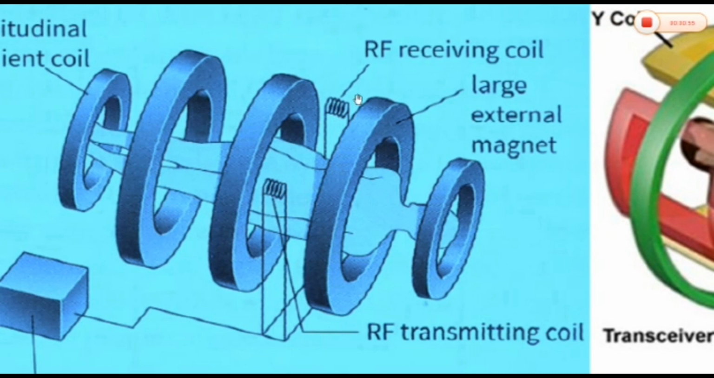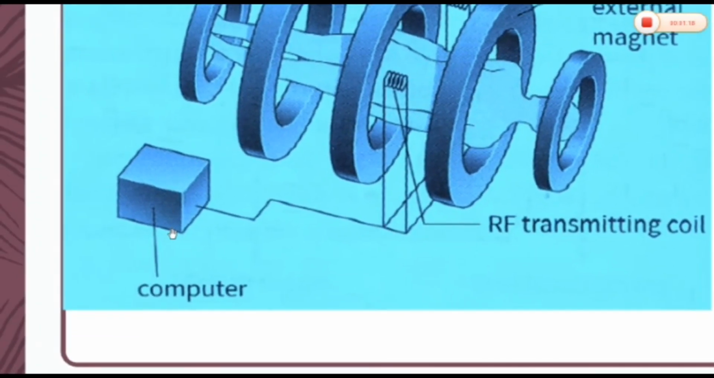Now these RF receiving and RF transmitting coils. Kindly note that these RF signals are non-ionizing radiations. This RF transmitting coil transmits RF pulses into the body and RF receiving coil detects the signal emitted by the relaxing protons. And this computer controls the gradient coils and RF pulses, and also it stores and analyzes the received data and produces and displays images.